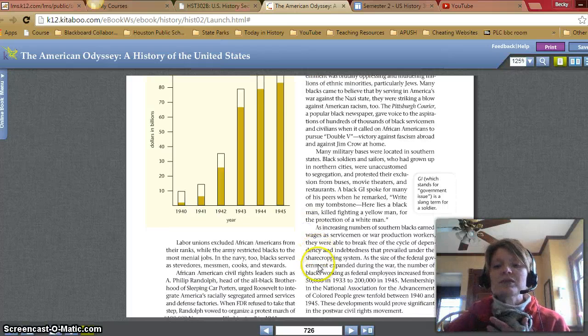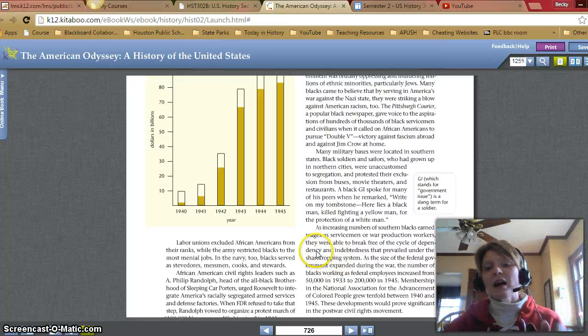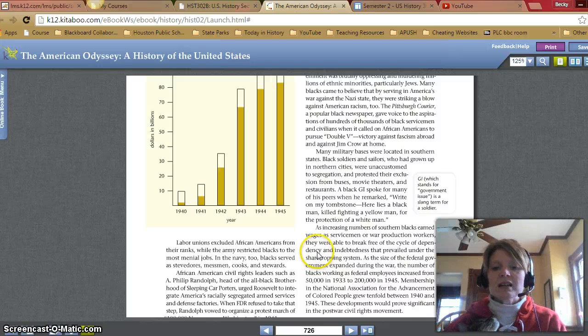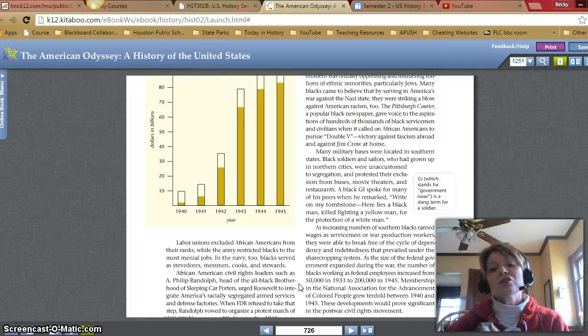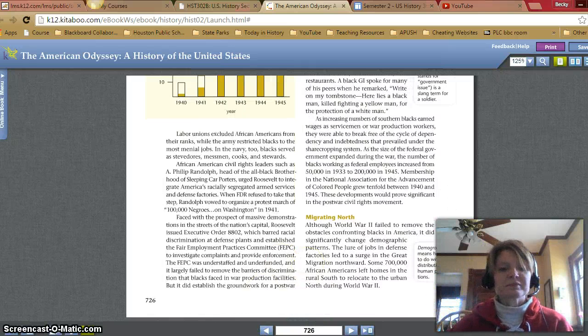As increasing numbers of Southern blacks earned wages as servicemen or war production workers, they were able to break free of the cycle of dependency and indebtedness that prevailed under the sharecropping system. As the size of the federal government expanded during the war, the number of blacks working as federal employees increased from 50,000 in 1933 to 200,000 in 1945. Membership of the National Association for the Advancement of Colored People grew tenfold between 1940 and 1945. These developments would prove significant in the post-war civil rights movement.